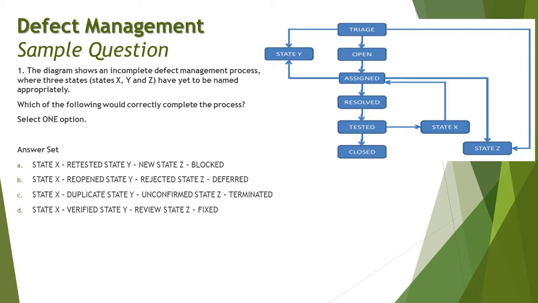Now let's come to the options, and we see that it is very straightforward. There is only one option which could be right here, that is option B. So the right answer here is B, that is state X as reopened, state Y as rejected, and state Z as deferred.